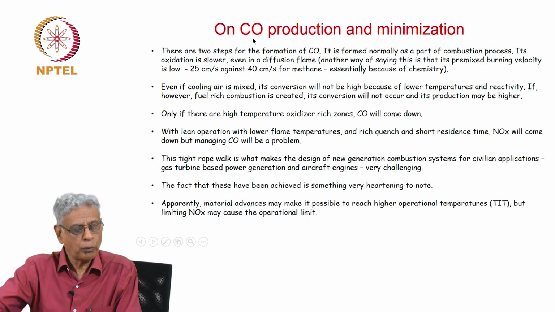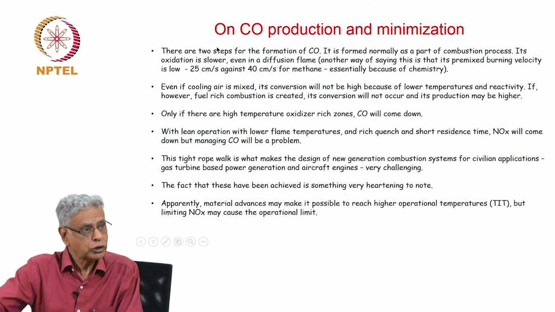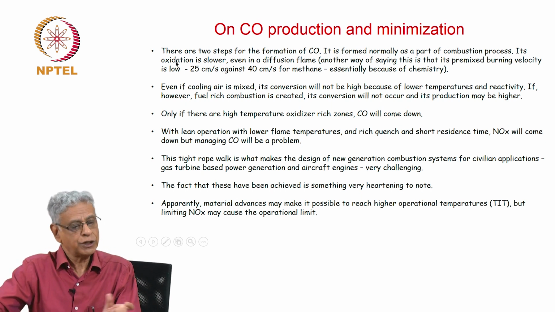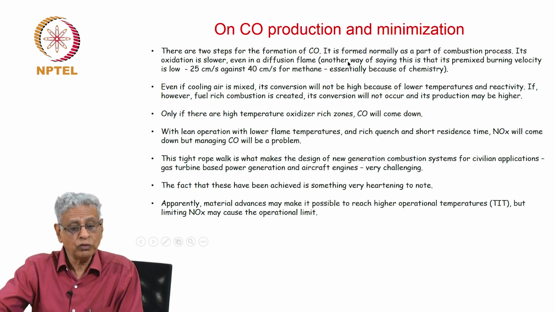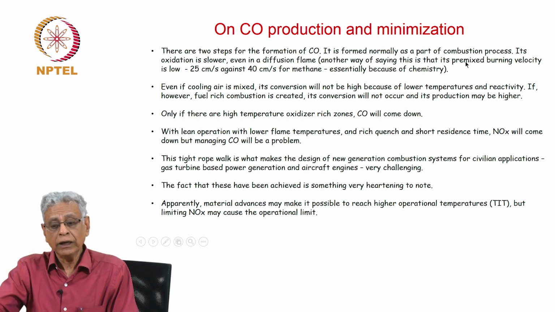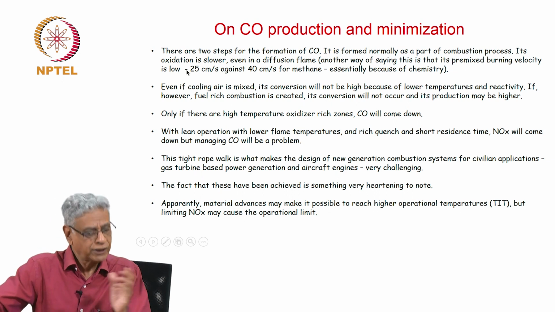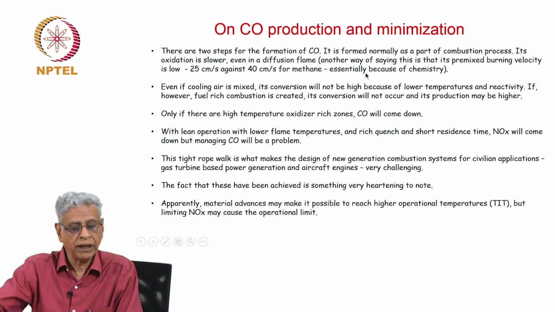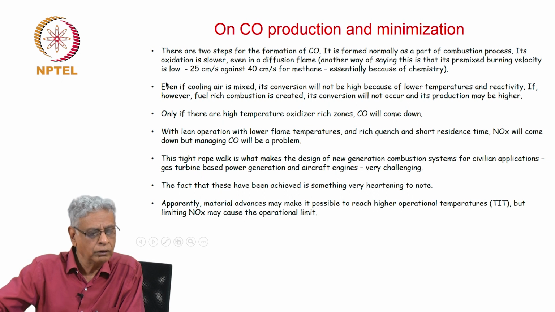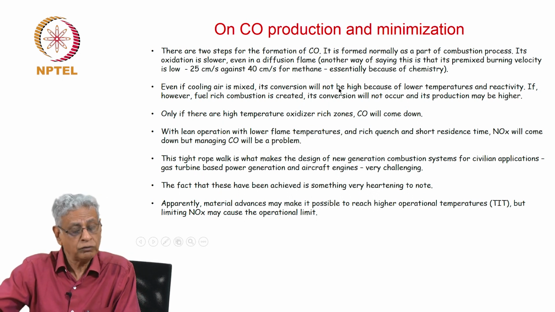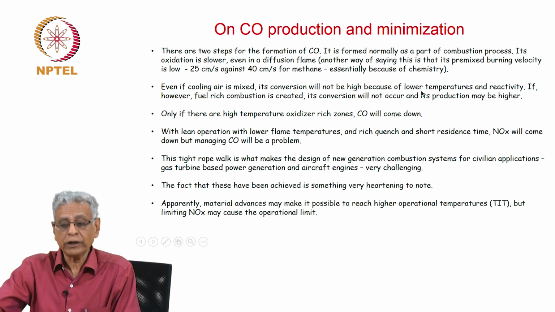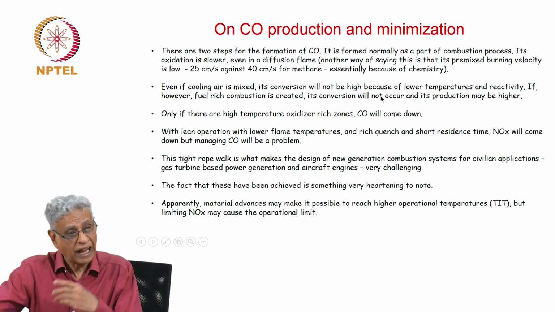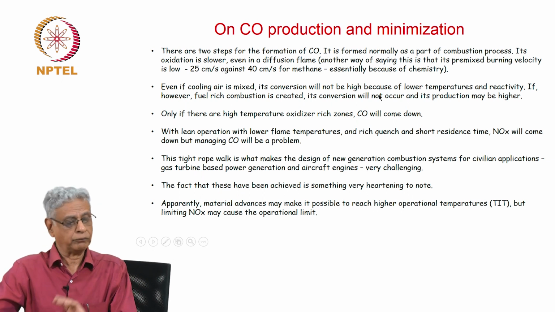So, let us look at CO production and minimization itself. There are 2 steps for the formation of CO. It is formed normally as a part of the combustion process. Its oxidation is slower, even in a diffusion flame, which is another way of saying that its premixed burning velocity is low. In fact, it is true, it is about 25 centimeter per second as against 40 centimeter per second for methane, essentially because of chemistry. Even if cooling air is mixed, its conversion will not be high because of lower temperatures and reactivity. If, however, a fuel rich condition is created, its conversion will not occur at all, and its production may even be higher.